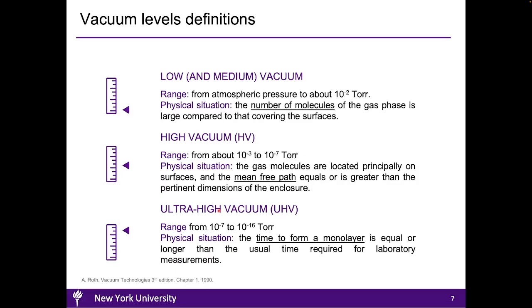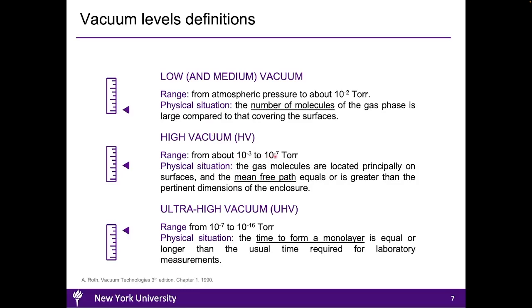Furthermore, the vacuum quality is classified into three main categories according to the pressure of the evacuated chamber. These are low to medium vacuum, high vacuum, HV, and ultra-high vacuum, or UHV. The low to medium vacuum ranges from the atmospheric pressure to about 10 millitorr. The high vacuum ranges from 1 millitorr to about 10 to the power minus 7 torr.